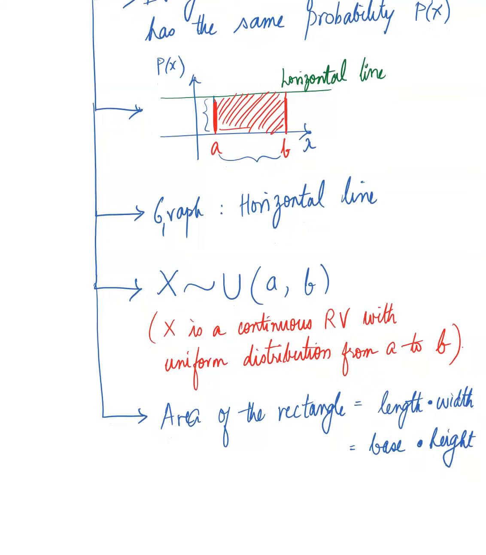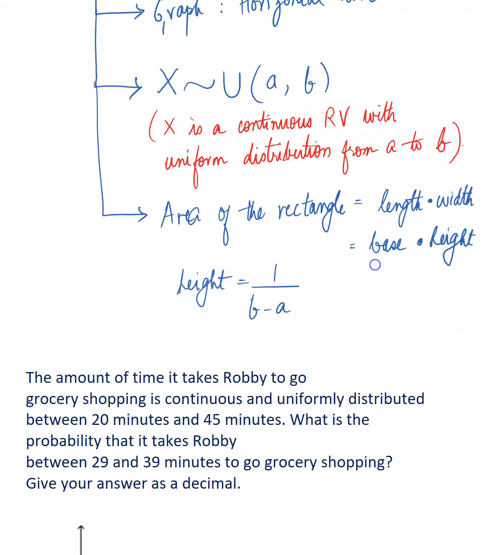So if it's base times height, the base you can figure out by doing b minus a, right? The height will have to be 1 over b minus a, because only then b minus a times 1 over b minus a would cancel off, leaving us with 1, which accounts for the entire probability. So the height is always 1 over b minus a. The base will be b minus a. Okay. All right, so let's take a look at this example.